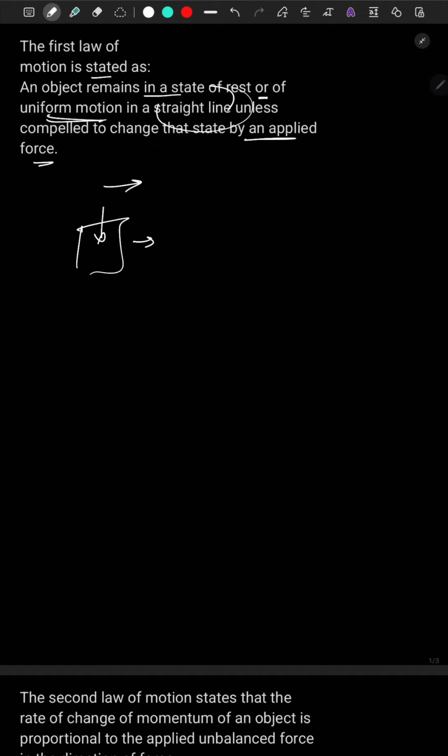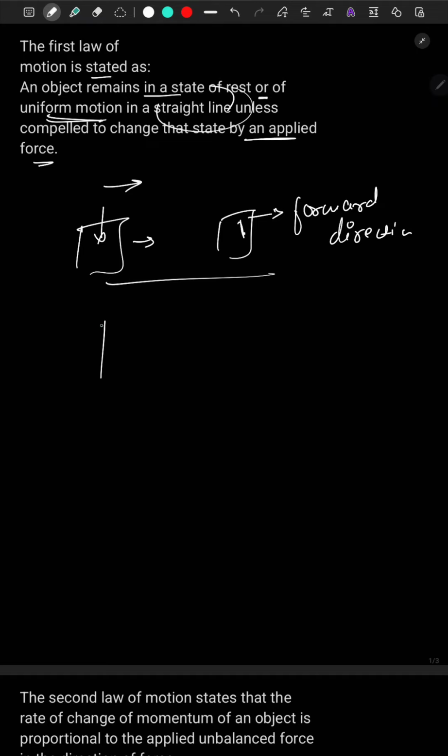Let us assume that we are sitting in this moving car and it suddenly stops. When it suddenly stops, we see that we tend to fall in the forward direction. That is why we have seat belts to protect ourselves from accident. So this is an example of inertia of motion.